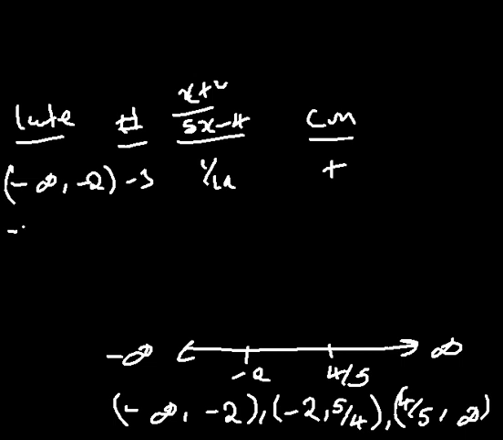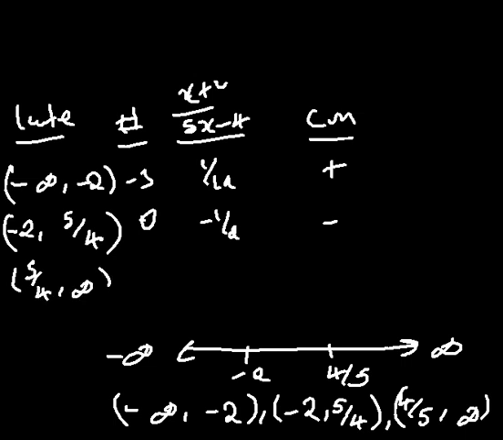And next, the interval from negative 2 to 5 over 4. Which value should we choose? Let's think of having 0. The numerator at 0 is 2, and the denominator at 0 is negative 4. We have negative 1 over 2. That is a negative conclusion. And then the interval from 5 over 4 to positive infinity.